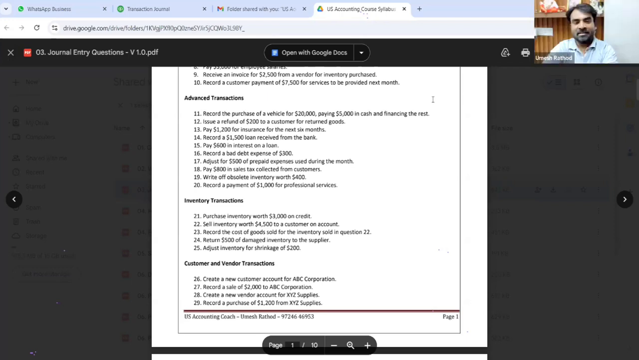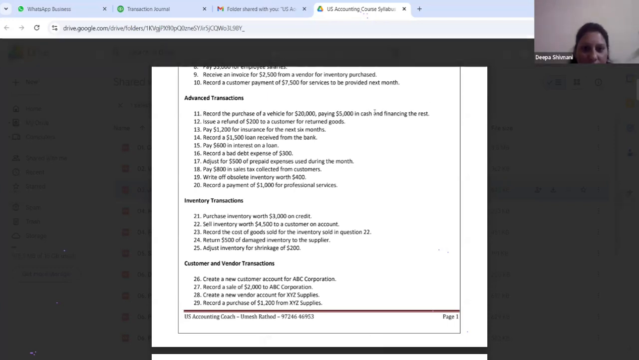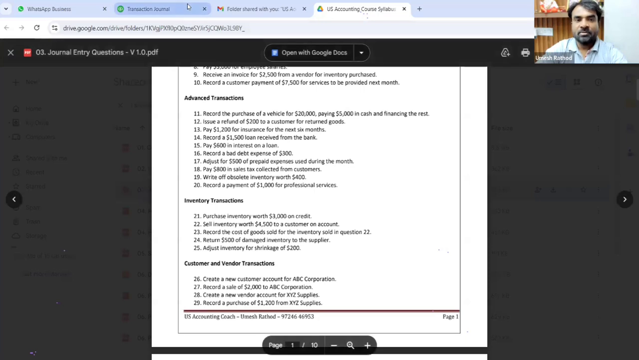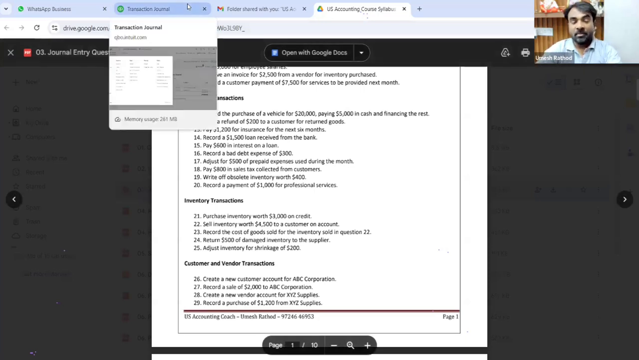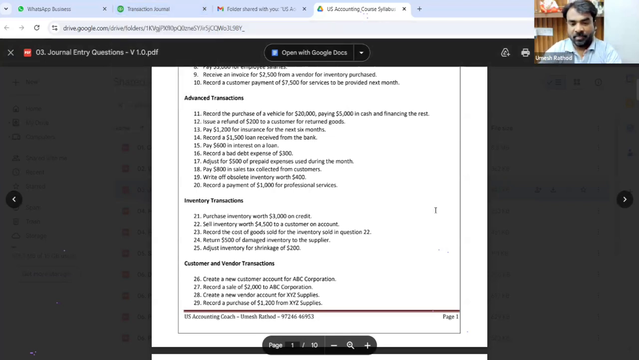Okay, so now what is the next transaction? Issue a refund of $200 to a customer for return goods. So here we are going to refund the money to the customer. So how are you going to record it?